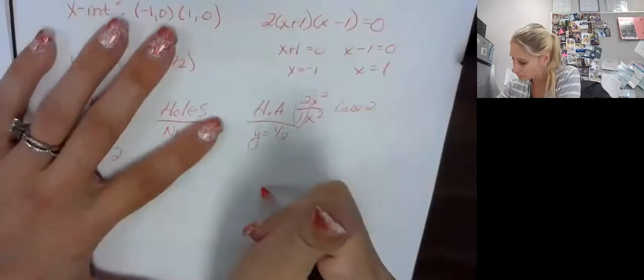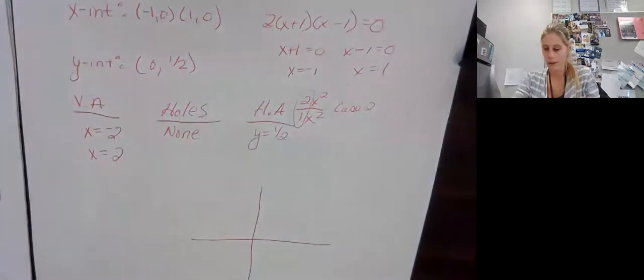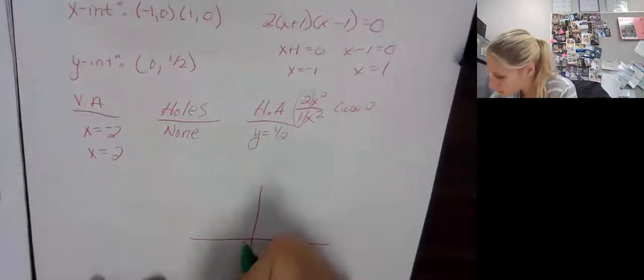You want to sketch this like we did the other one? Help us out. All right, x and y intercepts. So x-intercepts, we have 2 of them.